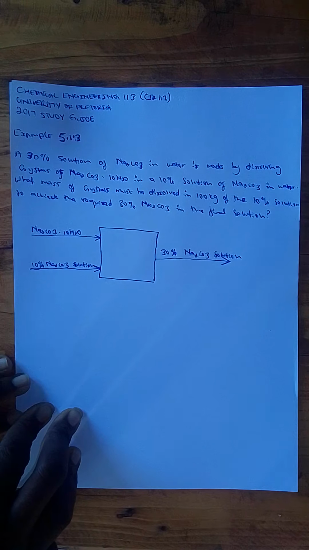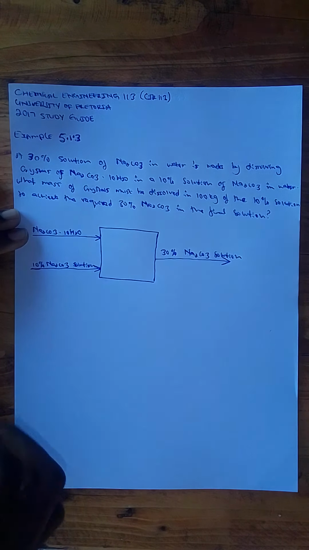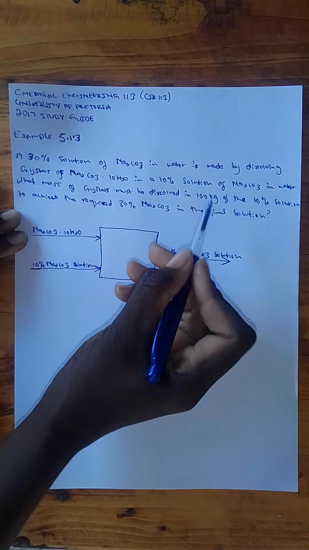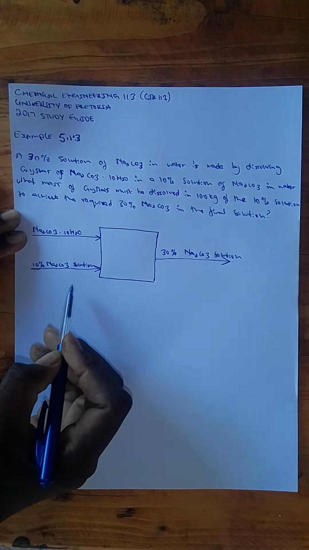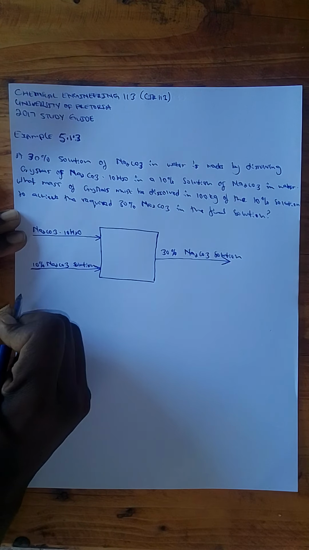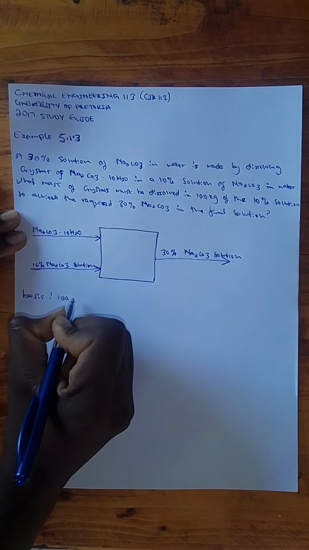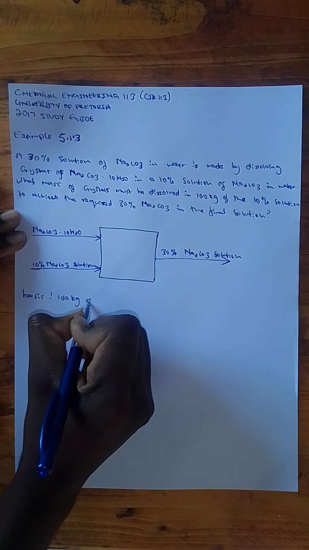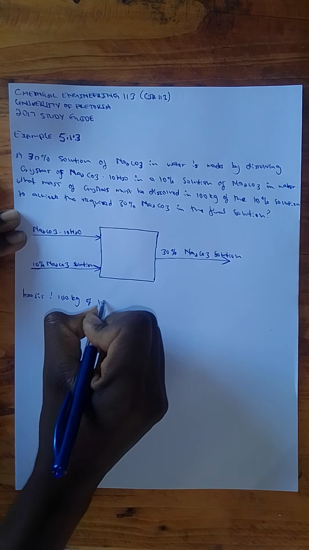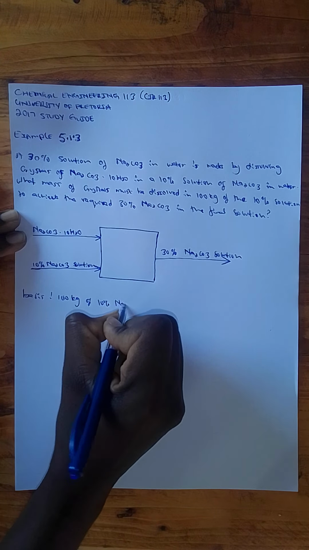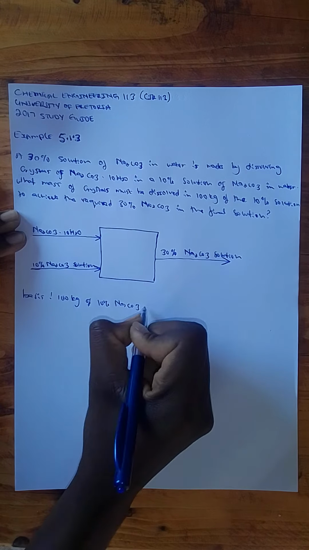So as always, let's choose a basis. The basis we're going to use is actually the 100 kilograms of the 10% solution, and this is actually the stream. So we're going to say basis equals 100 kilograms of 10% Na2CO3 solution.